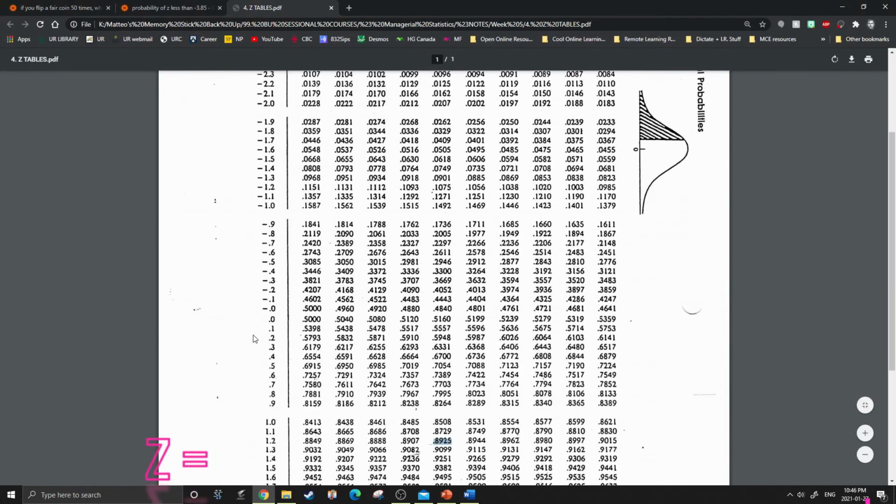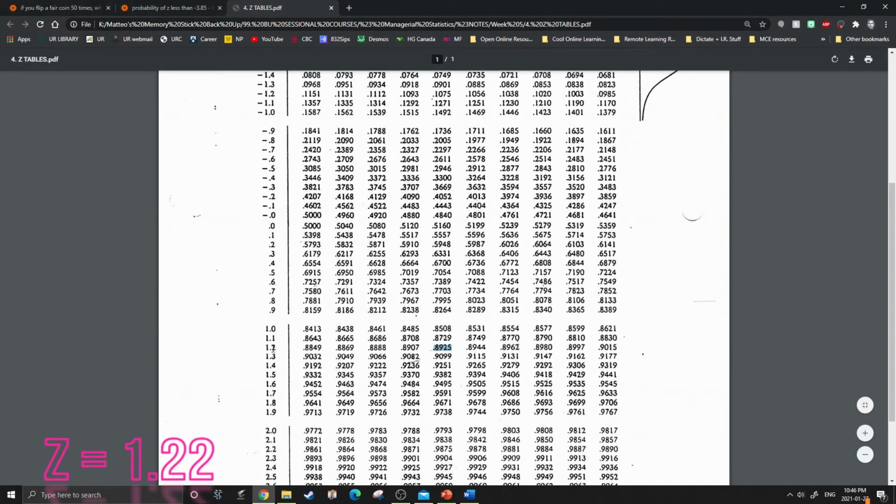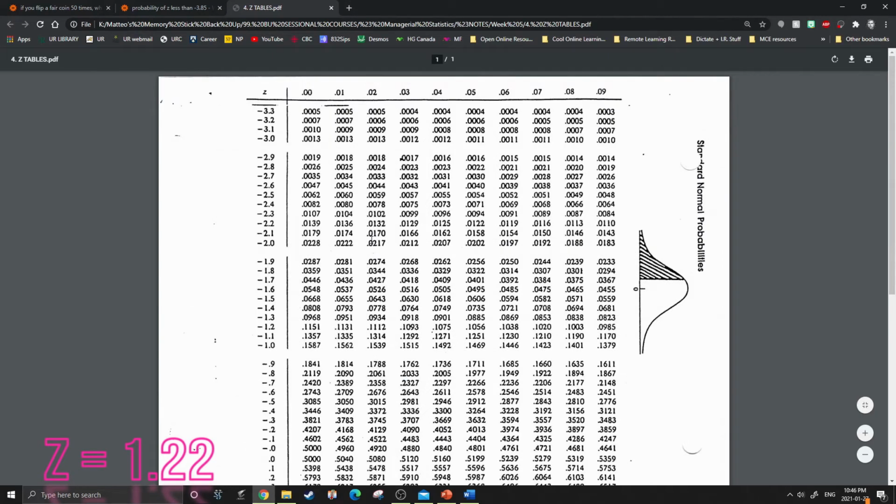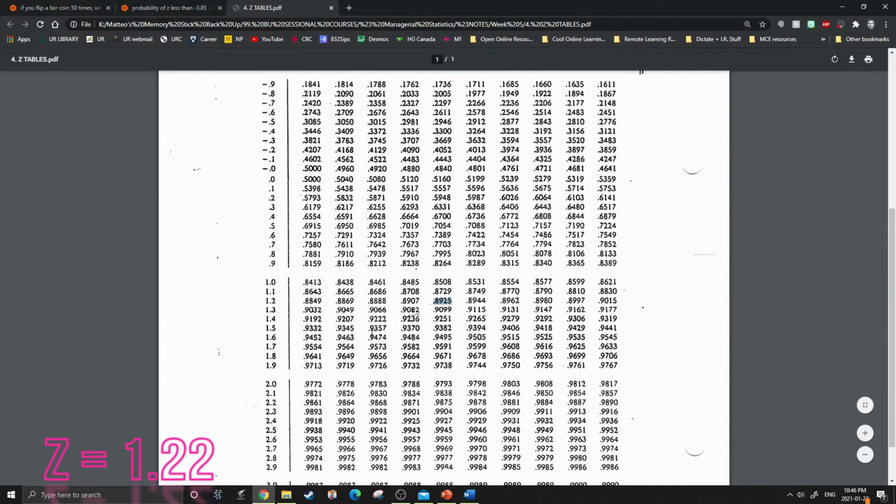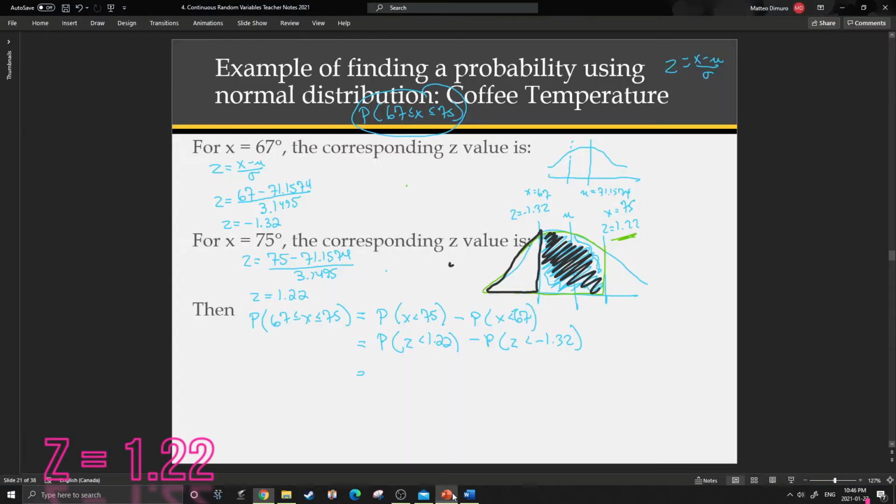So z equals 1.22, so find 1.2, and then move over to the 0.02 column, so that's the third one in. And we find 0.8888. So remember that number. Or better yet, write it down.